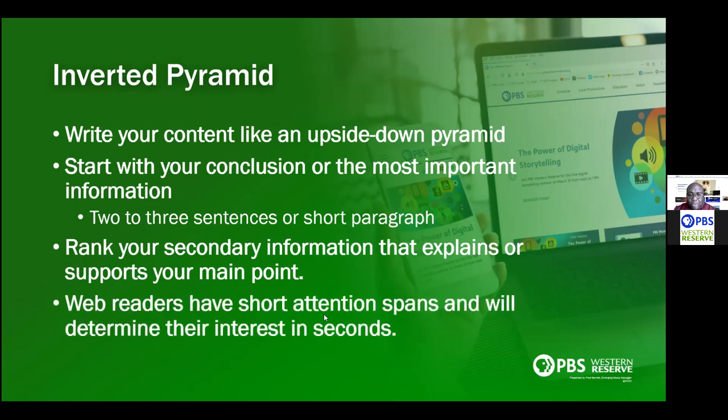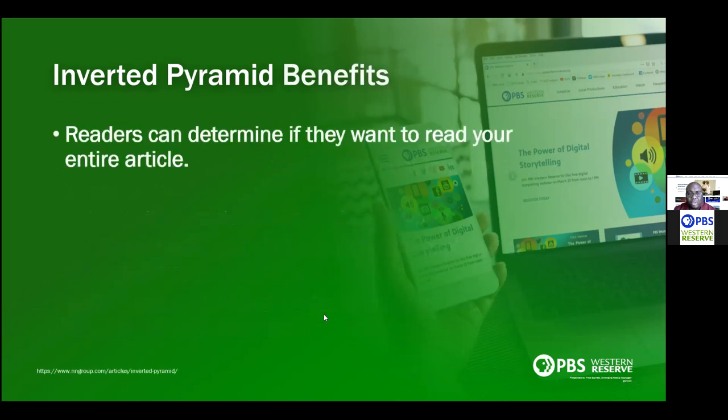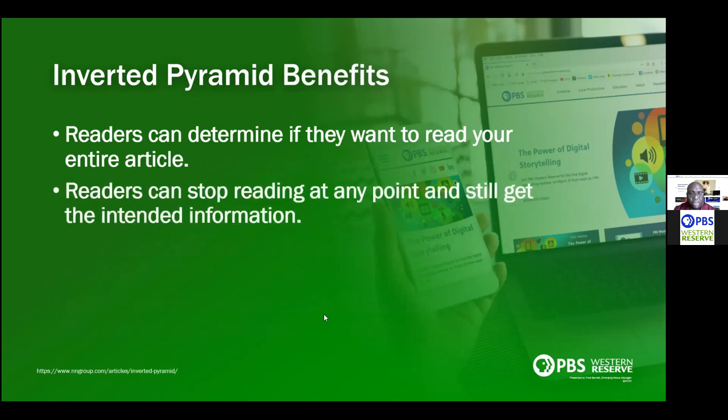Web readers have short attention spans and will determine their interest in seconds. You've got to grab it first. That's why you've got to present the most important information first, quick and short. Readers can determine if they want to read your entire article. Readers can start reading at any point and still get the intended information. That's why it's so important to get that information first.